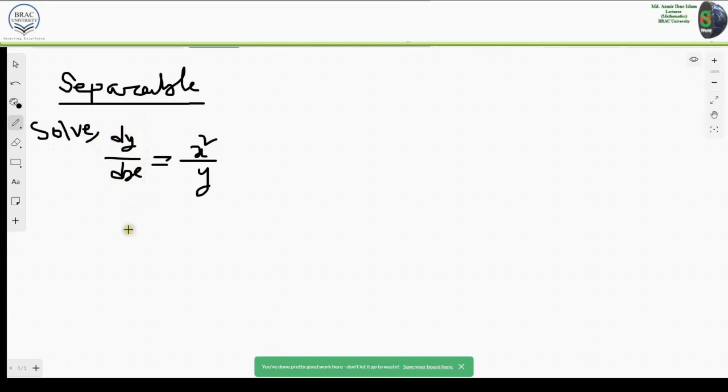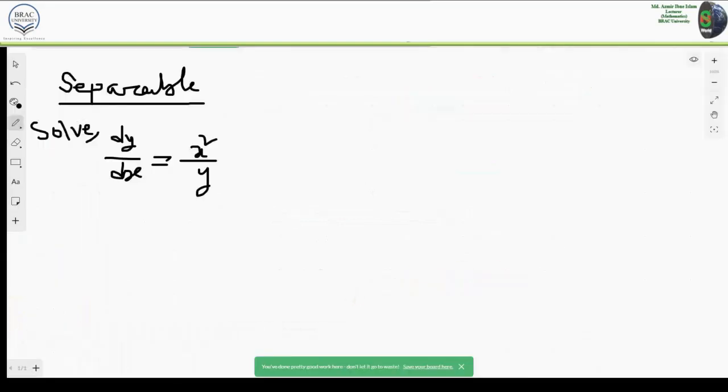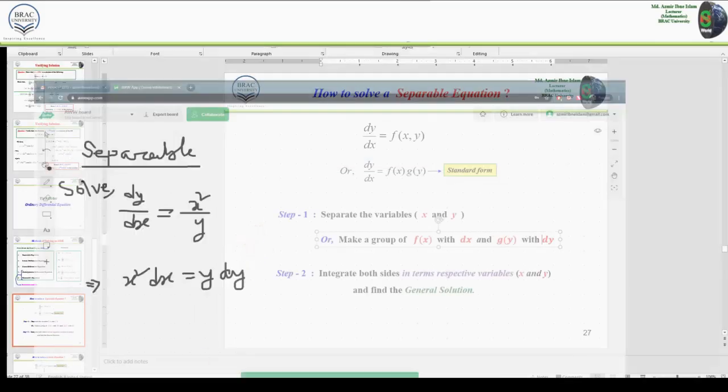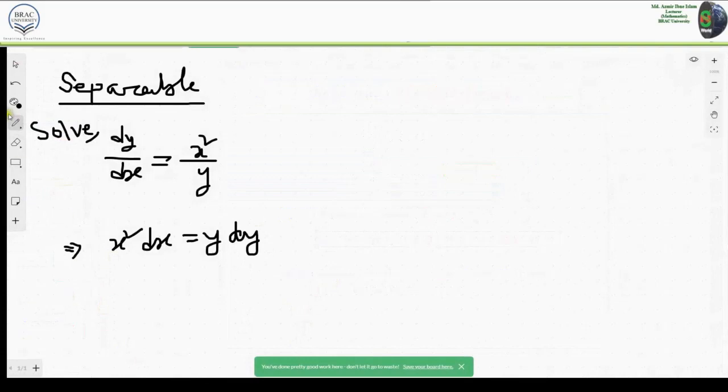So first of all, let's have a look at the steps of a separable differential equation. Can we separate the variables? That means we have to group f of x with dx, g of y with dy. From this differential equation we can easily separate x squared dx with y dy. That means x squared dx is in one group and y dy is another group. Once step 1 is done, that means grouping is done, then we have to integrate both sides.